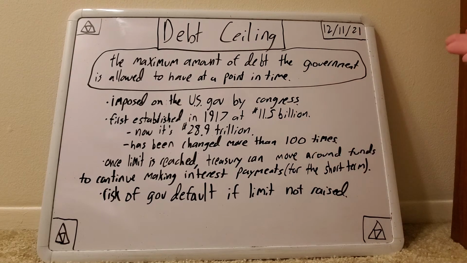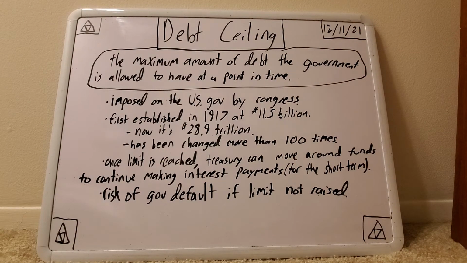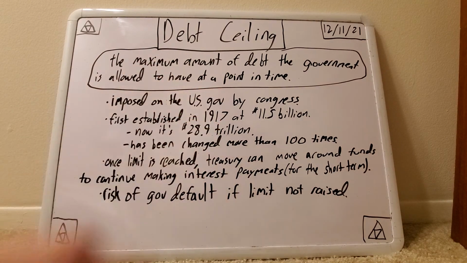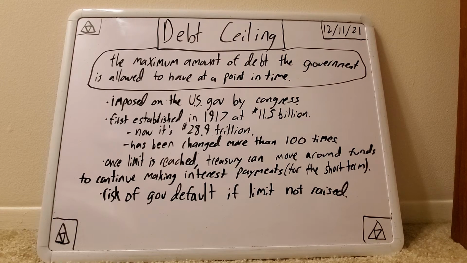That sounds like a lot of money, but comparing it to what it is now in 2021, it's $28.9 trillion. So quite a bit more than the initial debt ceiling, even adjusted for inflation. That's still quite a bit more.